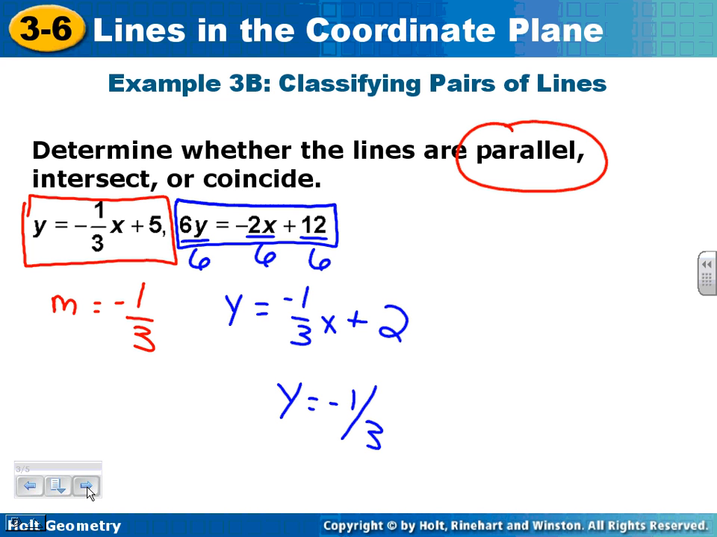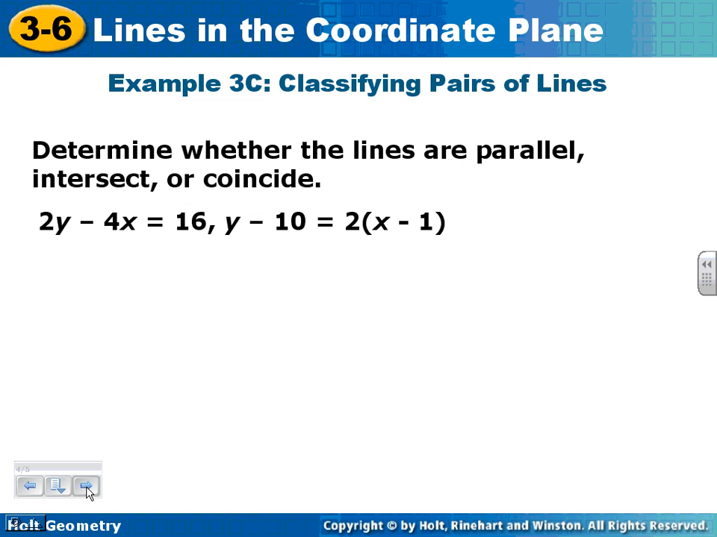They would only coincide if my y-intercepts were also the same. On the first one, my y-intercept is 5. On the second one, my y-intercept is the 2. They're different y-intercepts, so they don't coincide. Let's try another one. Parallel, intersect, or coincide.